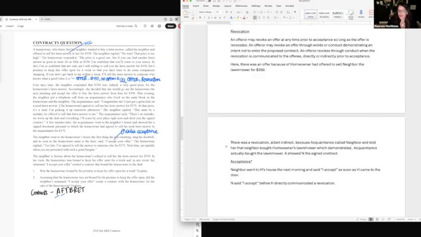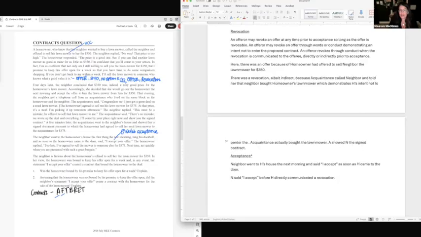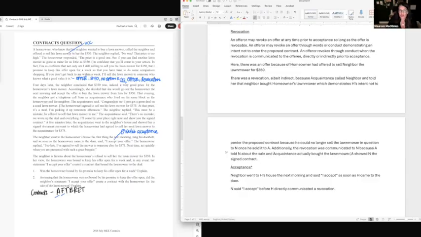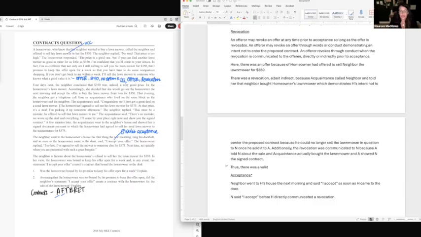All right, so now I'm back here in this. So acquaintance called neighbor and told her that neighbor bought homeowner's lawnmower, which demonstrates H's intent not to enter the proposed contract because he could no longer sell the lawnmower in question to N once he sold it to A. Okay. Additionally, the revocation was communicated to N because A told N about the sale, and A actually bought the lawnmower and showed N the signed contract. Fine. So thus there was a valid revocation.